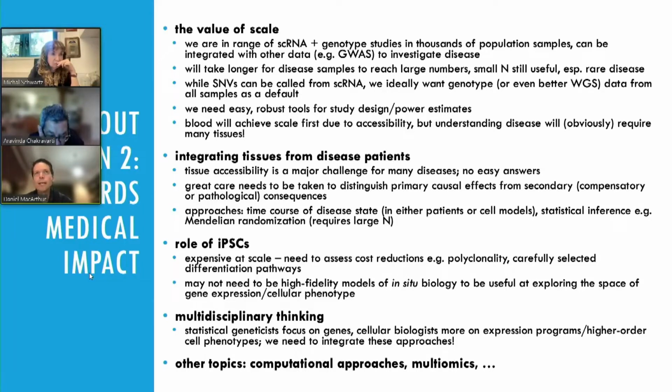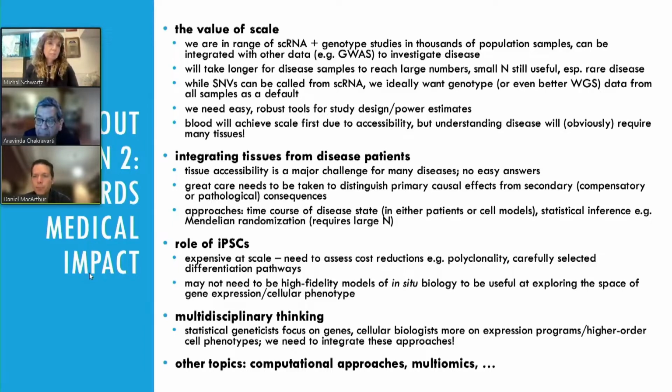There was a lengthy discussion about the care needed to distinguish primary causal effects of genetic variation from the secondary, which could either be compensatory or pathological changes that are caused by the disease process itself. There are various ways to untangle those primary and secondary effects, including, for instance, time course studies across the disease state, either in patients or in cell models of disease, or statistical inference methods, and Mendelian randomization was mentioned here, although here it's worth acknowledging the need for large N for tools like MR to be well powered.